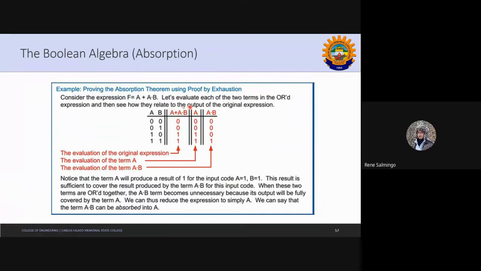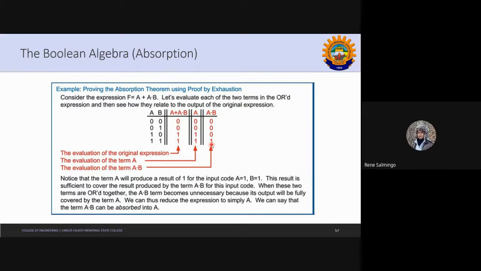So first we have this, right? This yields a result of A or B. So this is the original expression. And for the evaluation of term A, you have this value. This is only for A. And the evaluation of A and B is this one. So combining them, you will have A as a result.